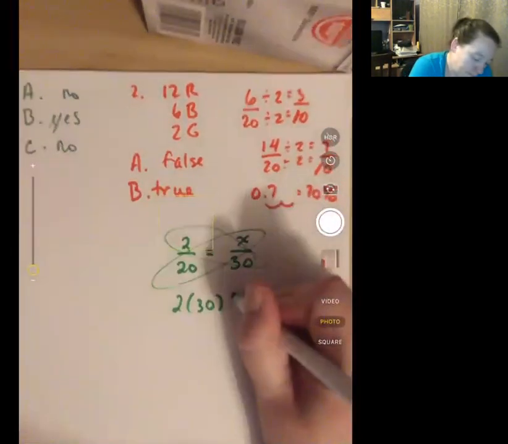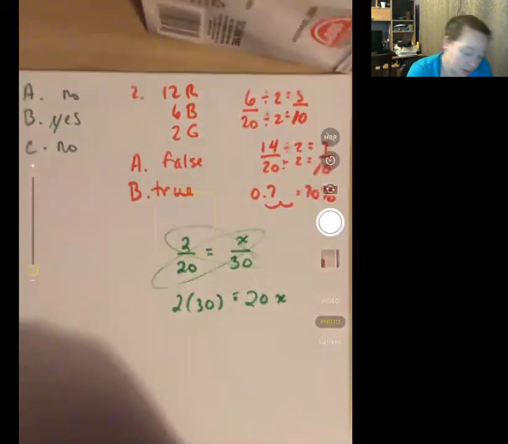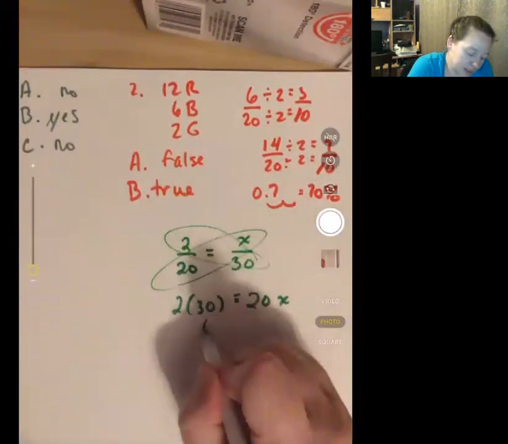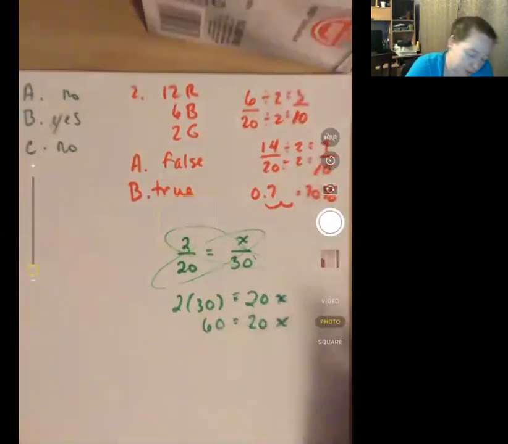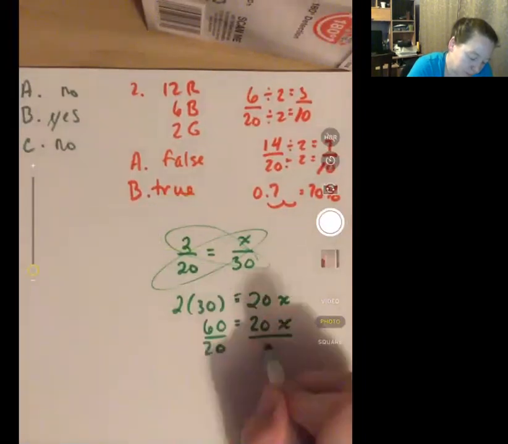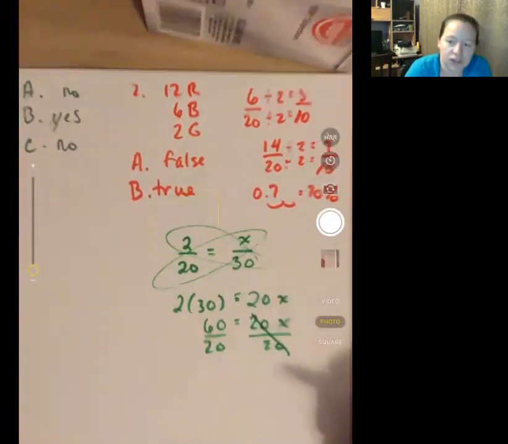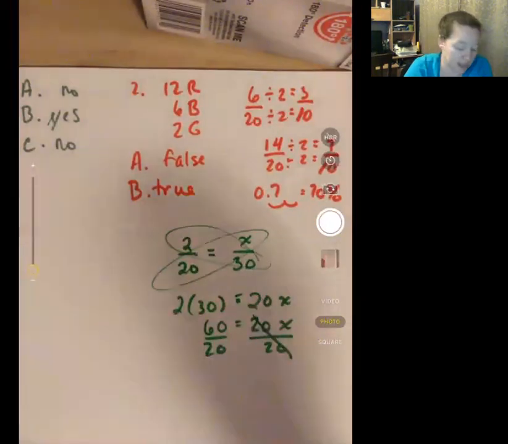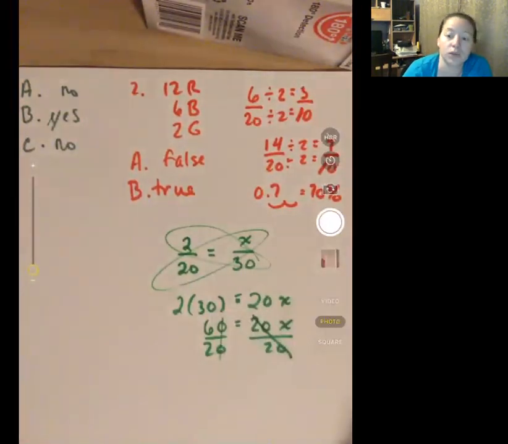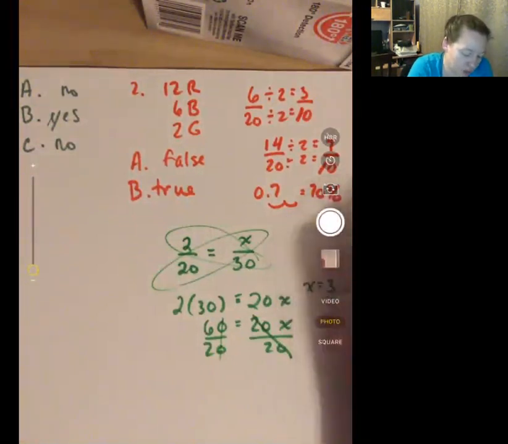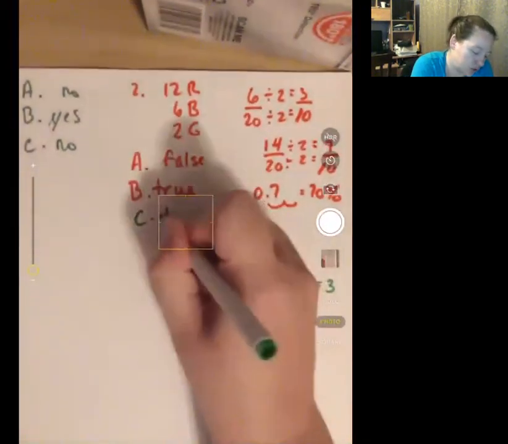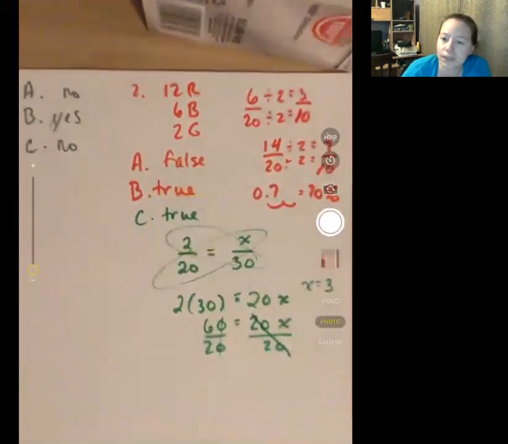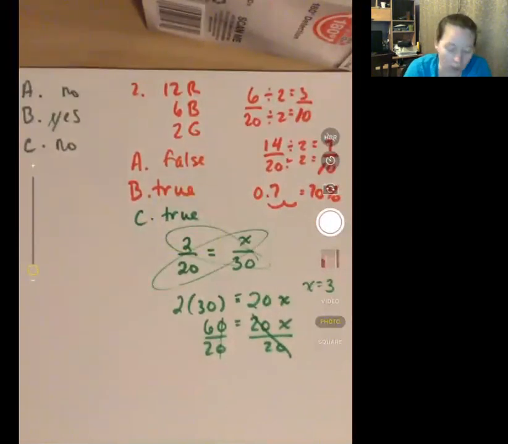Okay, with me so far? 2 times 30, 2 times 3 is 6, 0 equals 20x. I'm going to divide both sides by 20. That cancels out. 60 divided by 20, I can get rid of the zeros at the end. So I'm left with 6 divided by 2, which is 3. X is 3. Well, if you recall, X was the green, and so C is true. It would be. Do you know why I did it this way?